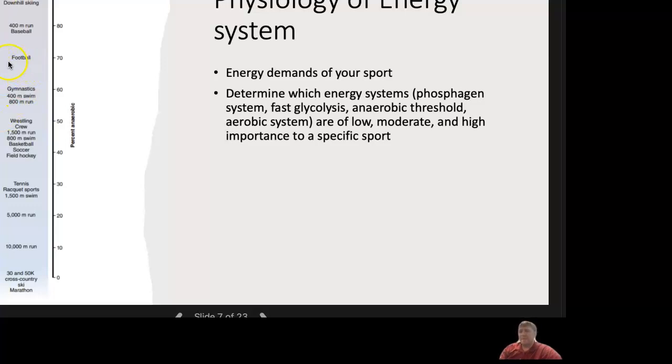So, for example, football is 70% anaerobic and 30% aerobic. Makes sense. You do like a 10-minute play. Baseball is more anaerobic. That makes sense. Your longer runs are going to be in that like 60% anaerobic. 50-50 would be basketball, soccer, and hockey.